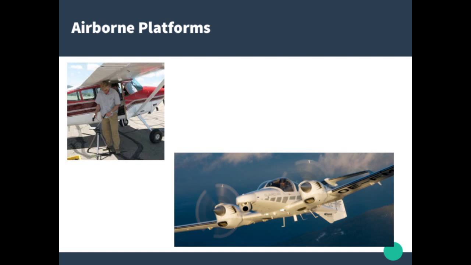This is basically a rather run-of-the-mill fixed-wing aircraft, and they've essentially temporarily mounted a sensor on it. So this just illustrates the idea that airborne platforms can run a kind of continuum.